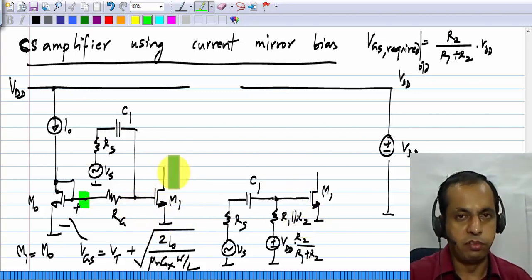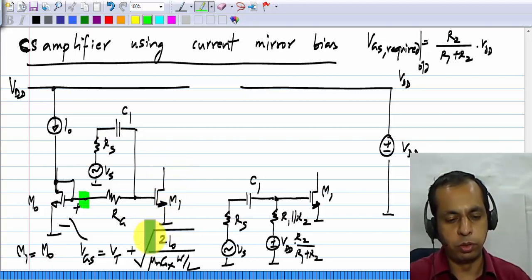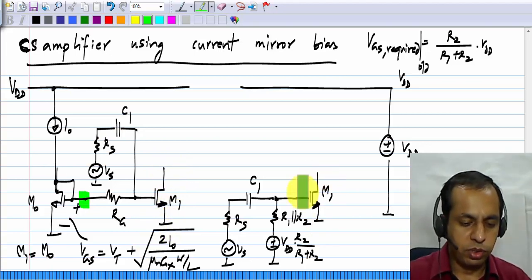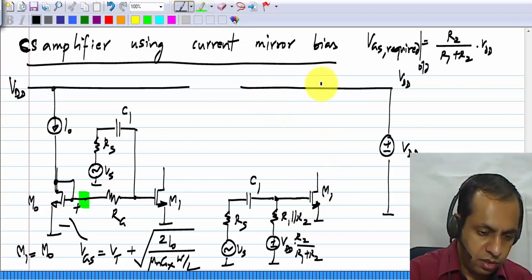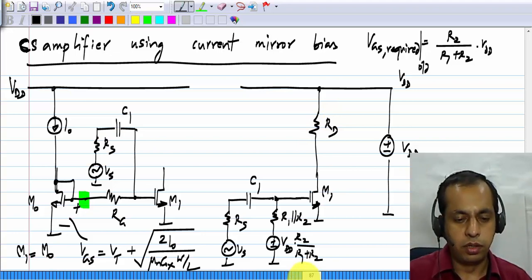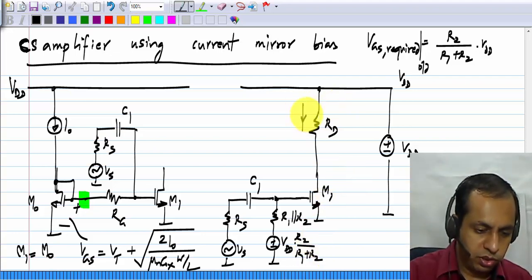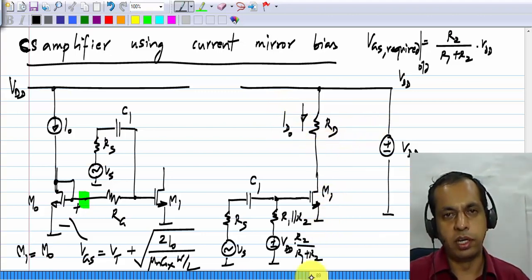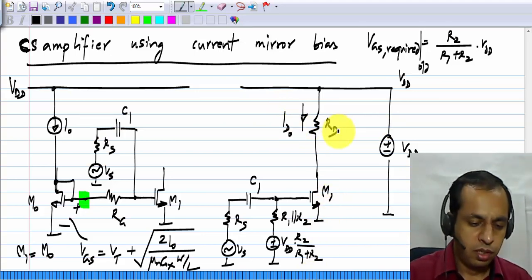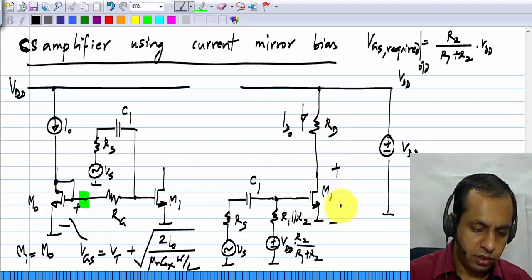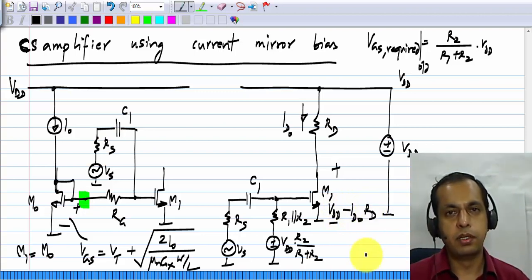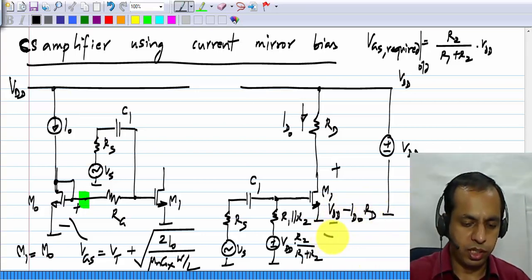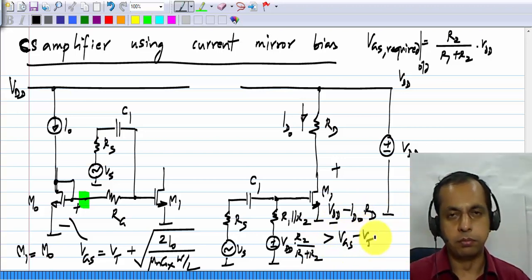We also have to make sure that VDS is more than VGS minus VT for M1 to be in saturation. So how did we do that with the common source amplifier? We connected a drain bias resistor RD, and the current through this was ID0, whatever the operating point drain current of M1is. So the voltage across M1 is VDD minus ID0 times RD. We have to make sure that this is more than VGS minus VT.